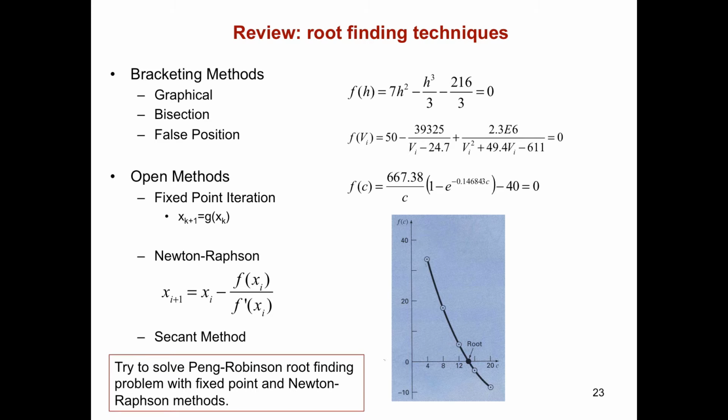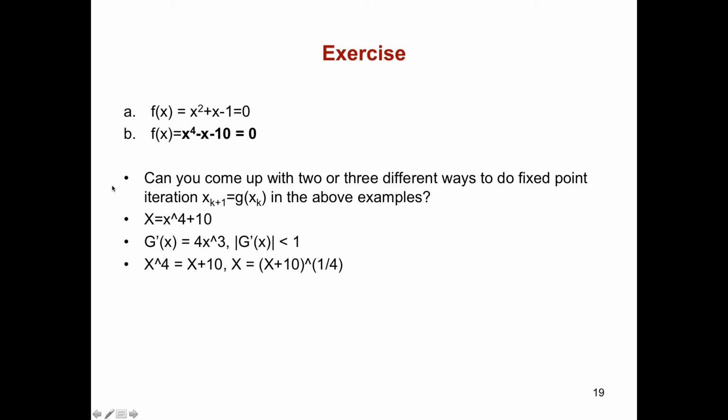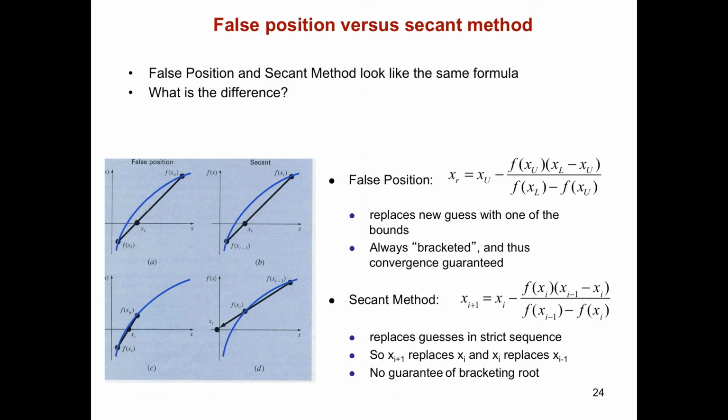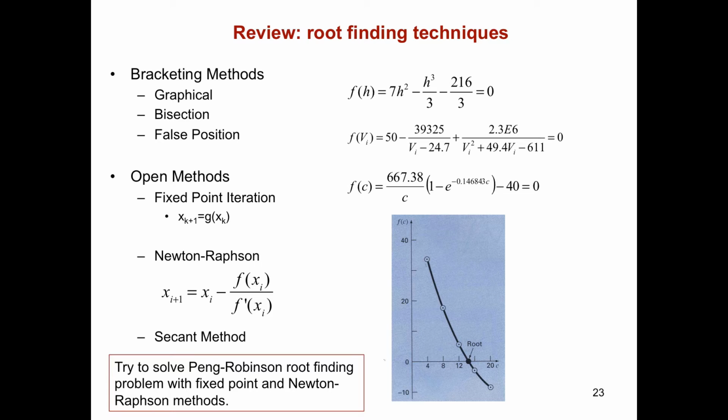Now I have here tried to solve Peng-Robinson root finding with both fixed point and Newton-Raphson methods. I'll let you pick which problem you want to solve, whether one of the ones we worked so far, or this problem. Either way, give it a try. But what I want you to do is compare the fixed point method and Newton's method. So let's get going, this method and this method for one of the problems we worked on.